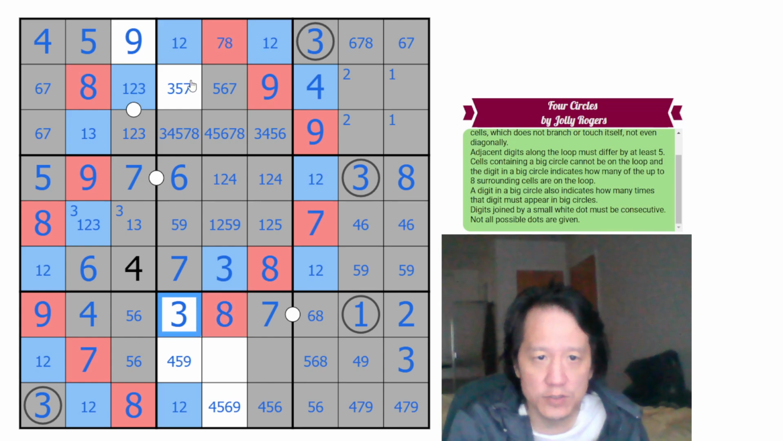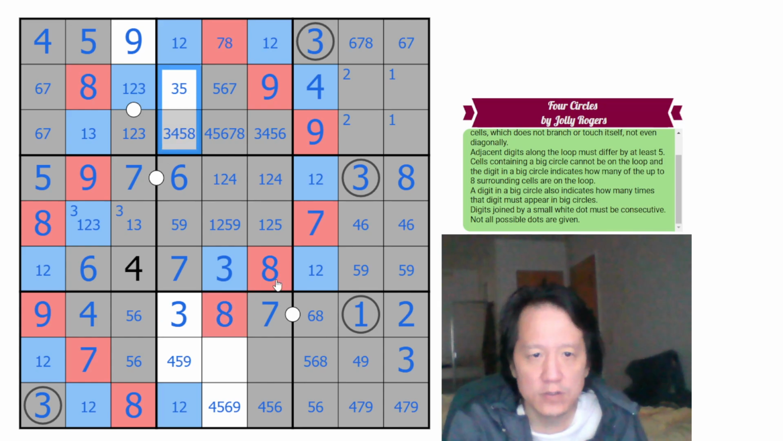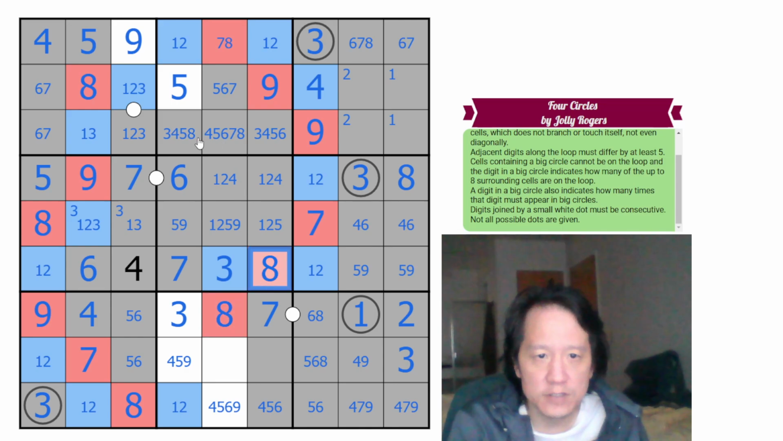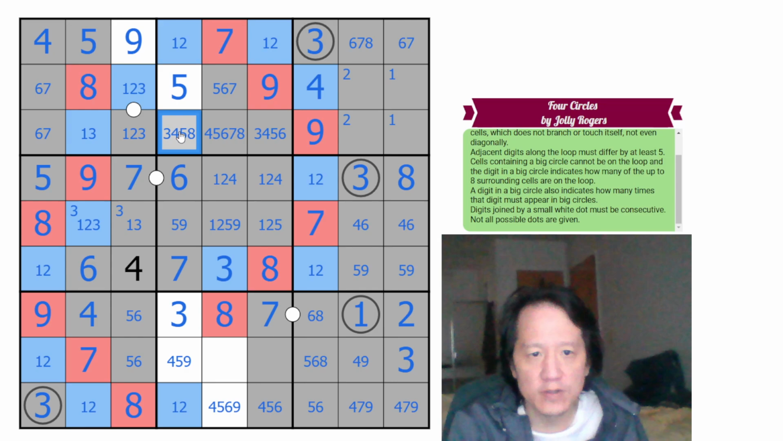So this can't be 7. There's no 7s here. This can't be 3. So this is a 5. This is 8. This is 8. So this can't be 8. This is 7. This has to be 8. This can't be 5 or 7, so this is 6. This has to be 3, and that's a 4. So this can't be 4, so this is 4.